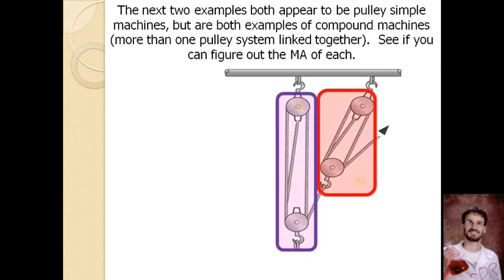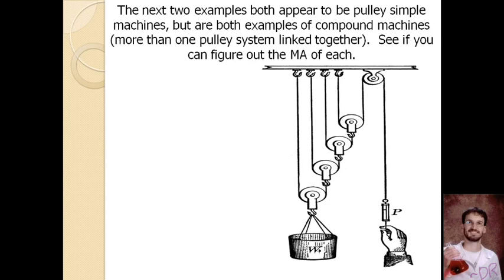Alright, did you notice that these 2 spots are 2 different block and tackle systems? We have machine 1 over here, and we have machine 2 over here. Well, machine 1 would have a mechanical advantage of 4. 1, 2, 3, 4. Machine 2 is identical to it. 1, 2, 3, 4. So you multiply those 2 together, and this would have a mechanical advantage of 16. What about this one?